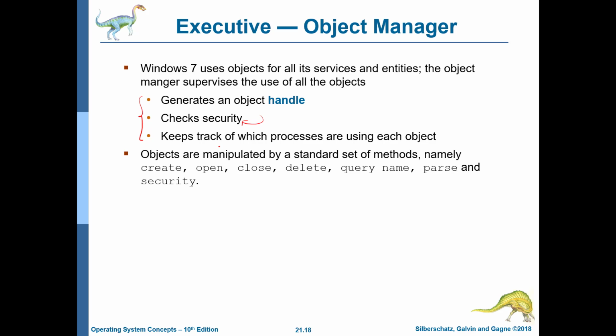There are some standard generic interface functions for manipulating an object with a set of methods. The methods are namely create, which stands for create an object, open, close, delete, query name, parse, so again, parse if some arguments are being sent to the object, and security calls. All of these calls, by their name, are obvious, so there is no need to further elaborate.